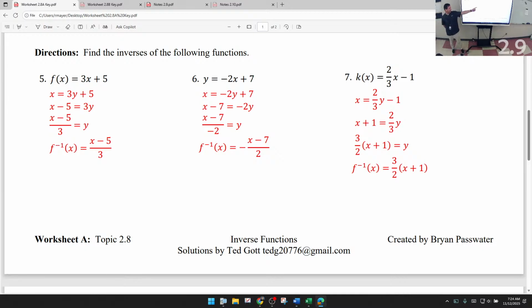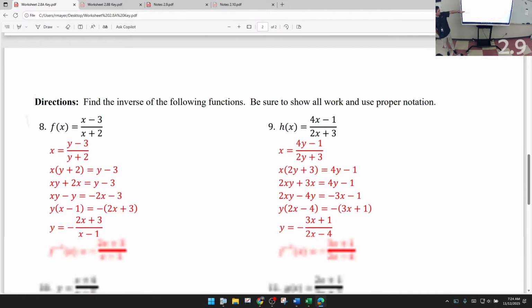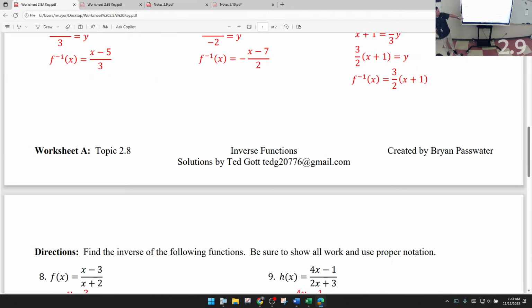I think technically this one should be y inverse because they just said y equals, and that one should be k inverse. I don't know why they put f on that one. That should be k inverse. For y inverse, you just do y to the negative 1.